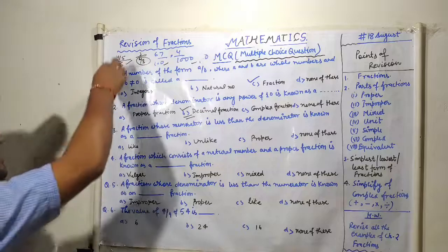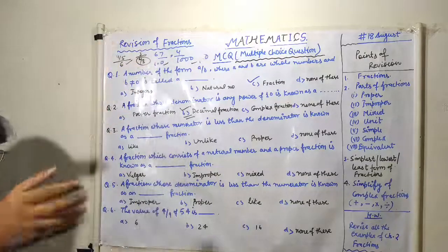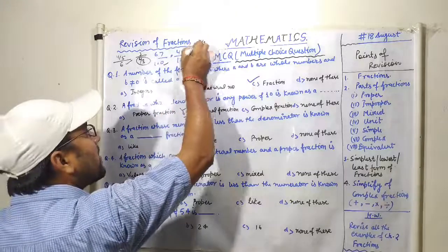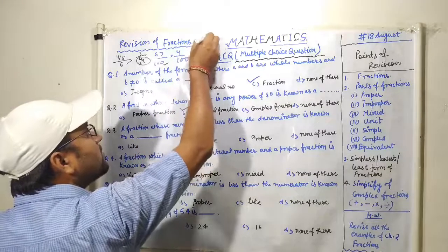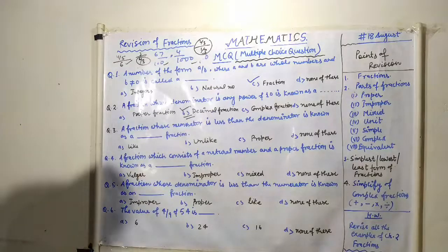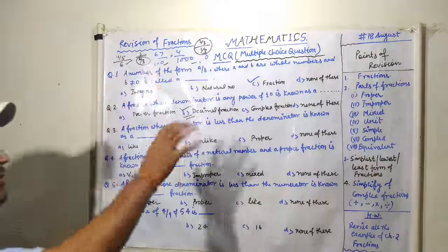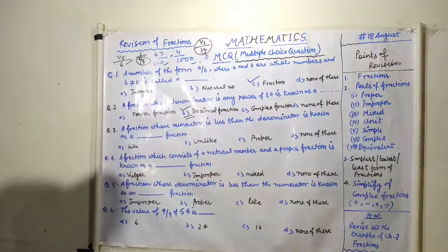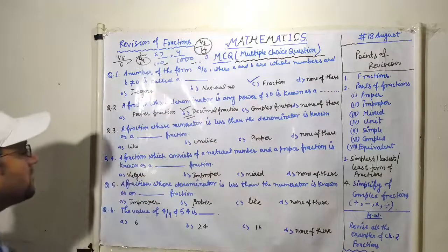Or both numerator and denominator contain different fractions. Suppose 2 upon 3 upon 1 upon 3. Both numerator and denominator contain different fractions. Then that type of fraction is known as a complex fraction. Okay students, now question number 3.